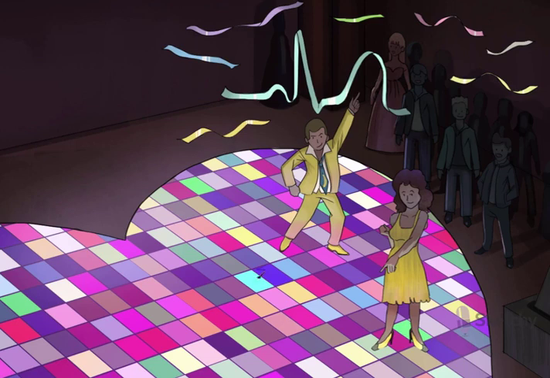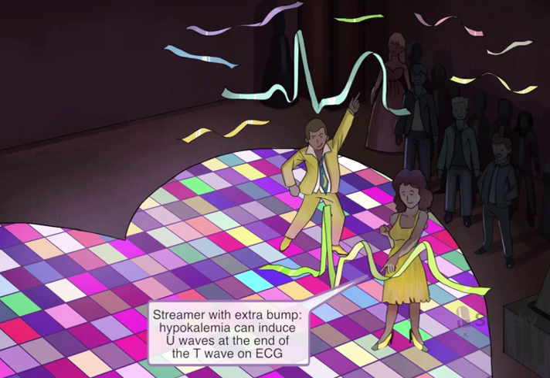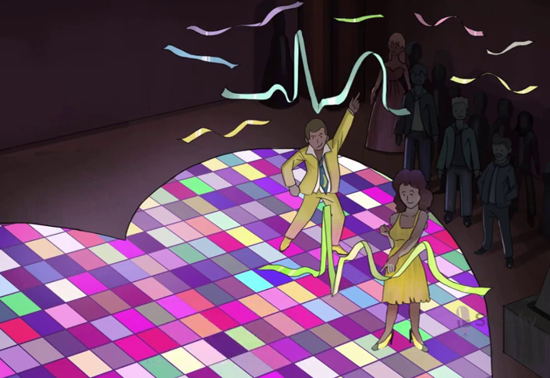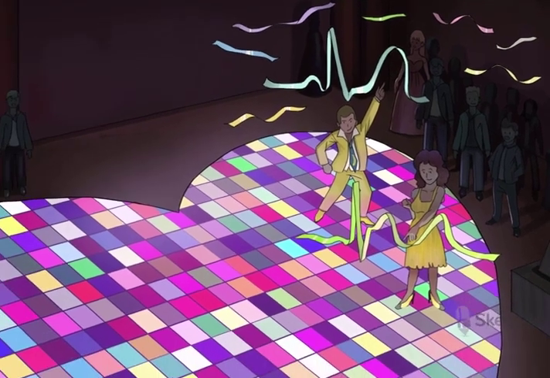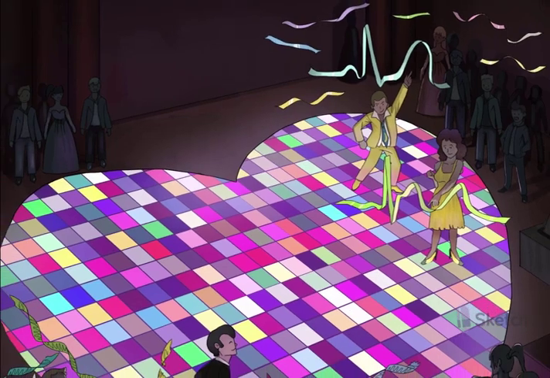So check out the ECG trace depicted by the streamer that has fallen down in front of the other dancer. Some ECG changes seen in hypokalemia include decrease in the amplitude of T waves and the appearance of a U wave at the end of the T wave. Where her finger points down low, she pokes in between the T wave and U wave, emphasizing the two bumps after the QRS.